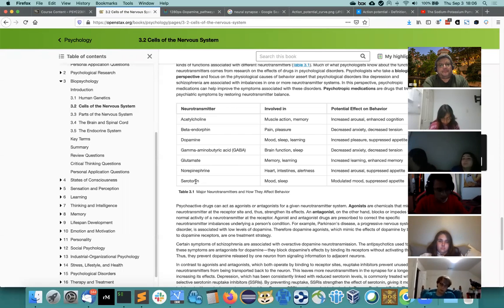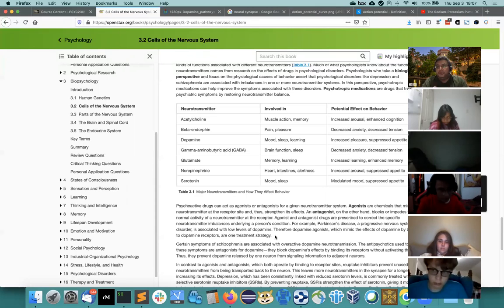Another famous neurotransmitter, another one of my favorite neurotransmitters, is serotonin. Serotonin, right here. Serotonin is another neurotransmitter that is critically involved, just like dopamine, in regulating things like mood and sleep.